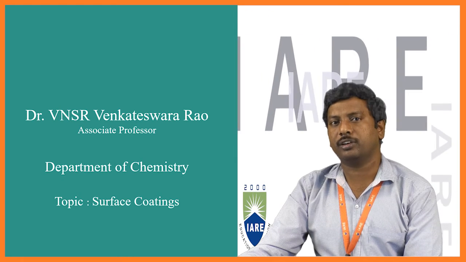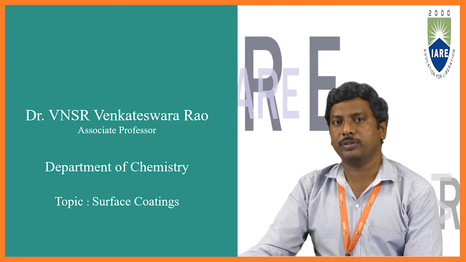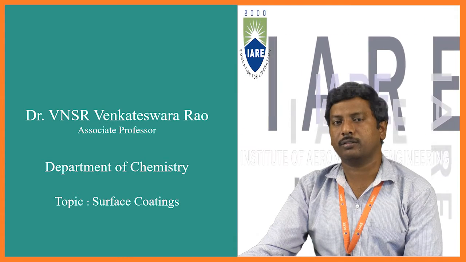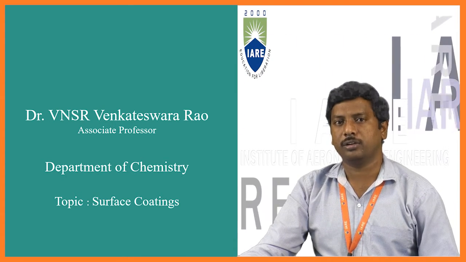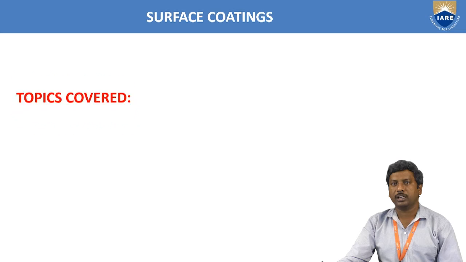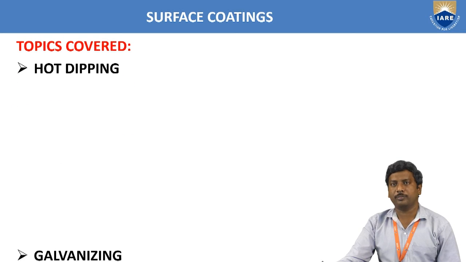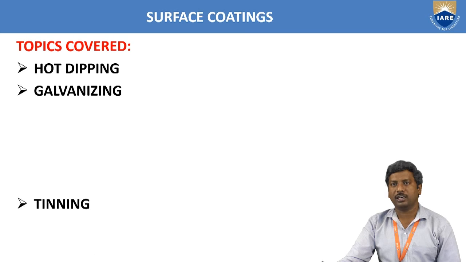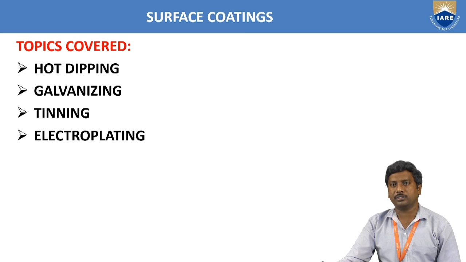Today I would like to give the topic on surface coatings. Before starting, what are the contents involved in today's topic? The surface coatings involve mainly hot dipping, galvanizing, tinning, electroplating, and finally electroless plating. These are the methods involved in the surface coatings.